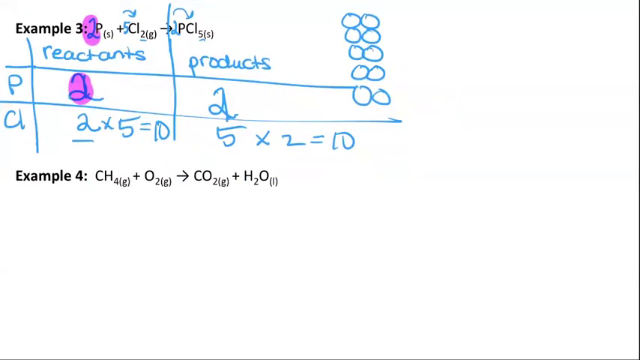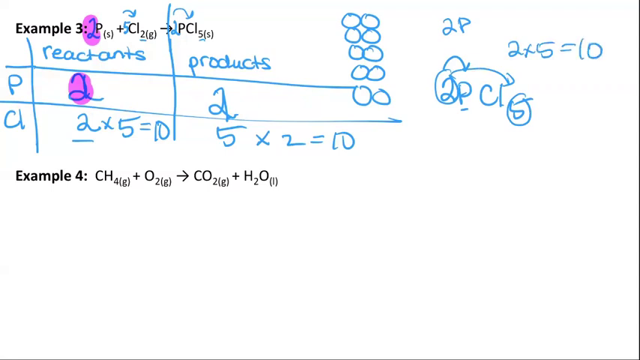Okay, so I kind of want to just show you, how do I do this in my head when I have 2? You see you have 2 times only 1 phosphorus, that gives me 2 Ps, and 2 times the 5, 2 times 5 chlorines gives me 10 chlorine atoms.